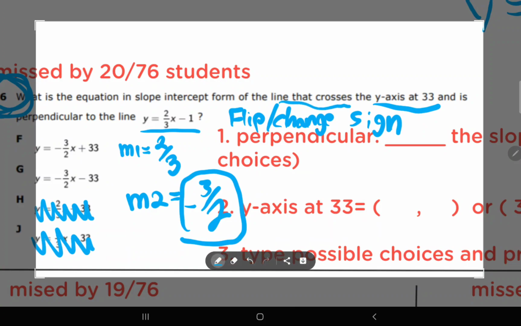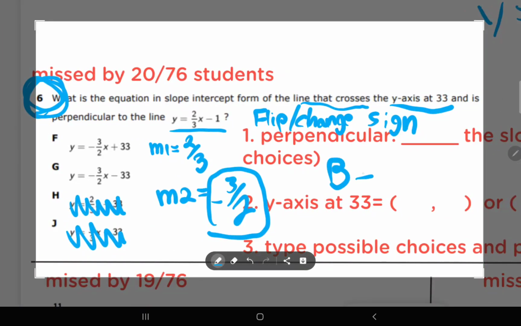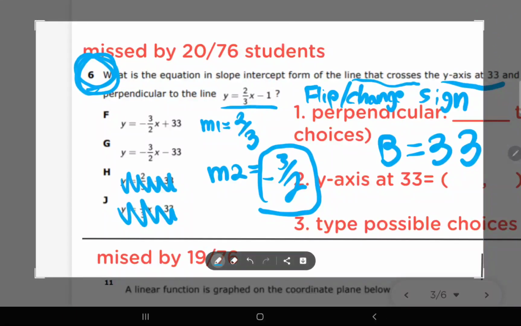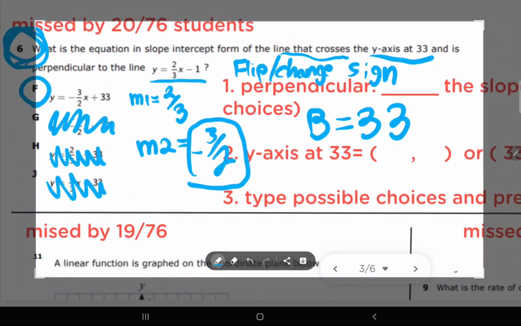If you guys remember everything that I've been telling you, whenever your line crosses the y-axis, that's going to be your y-intercept. So right here it's telling us that my y-intercept, meaning my b, is going to be 33, positive. Now, which of my two answers has a positive 33? Yes, that's right, it's going to be F. So your answer should be F. You see, it took us almost no time to do that one.